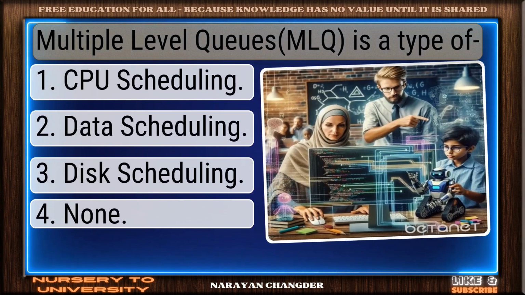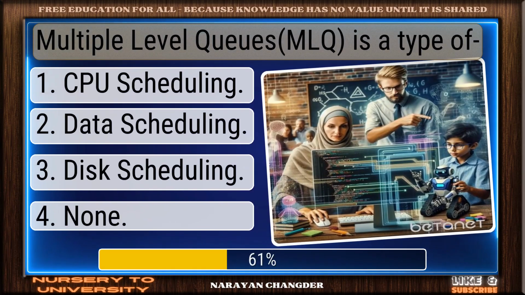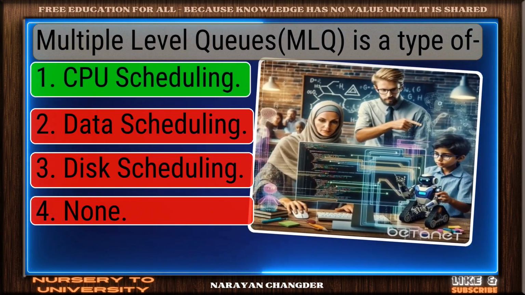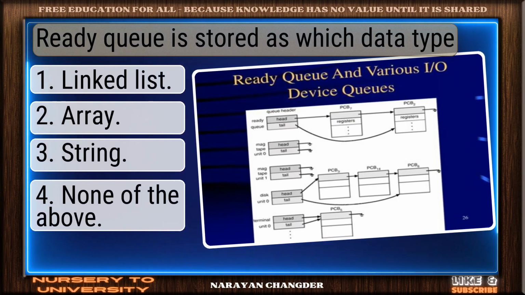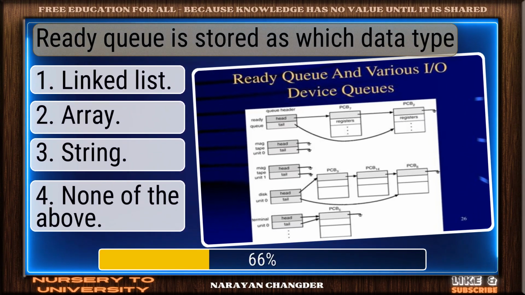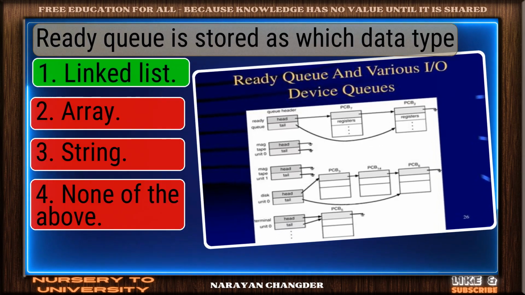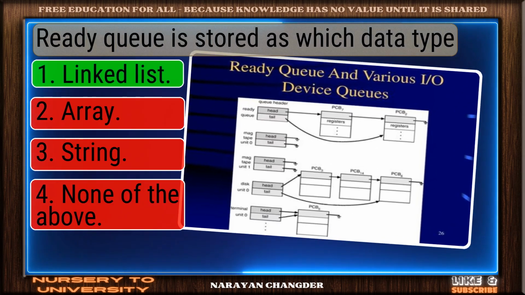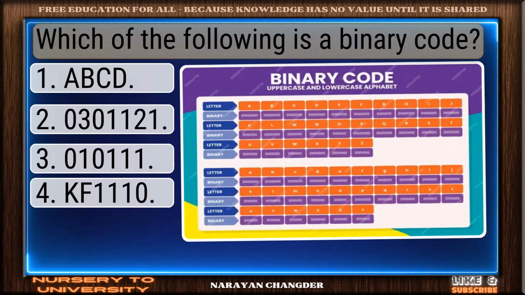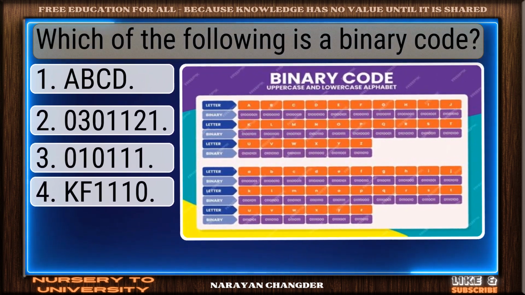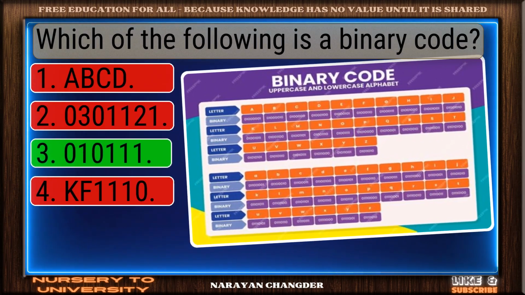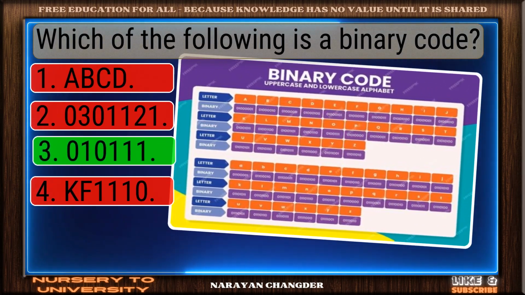Multiple level queues is a type of. Correct. CPU scheduling is the right answer. Ready queue is stored as which data type? Clear logic. Your choice linked list is sound and 100% true. Which of the following is a binary code? Excellent choice. 1011 is the right answer.